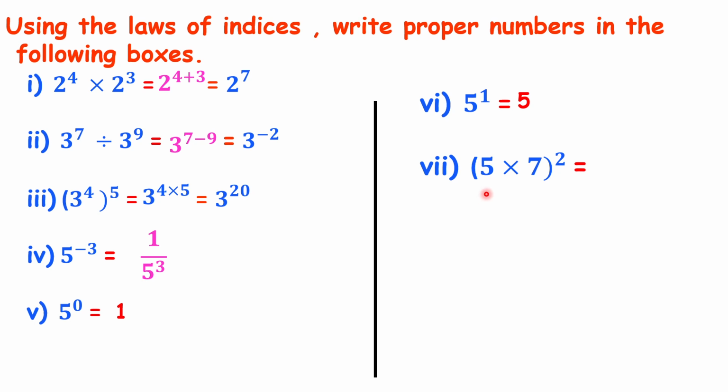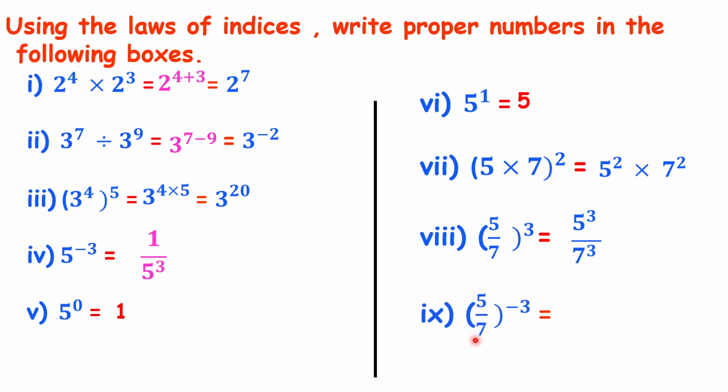Example 7. Here 5 and 7 are different bases. 5 into 7 raised to 2 is equal to 5 raised to 2 into 7 raised to 2. Example 8. 5 upon 7 raised to 3 is equal to 5 raised to 3 upon 7 raised to 3. Example 9. 5 upon 7 raised to minus 3 is equal to 7 upon 5 raised to 3.